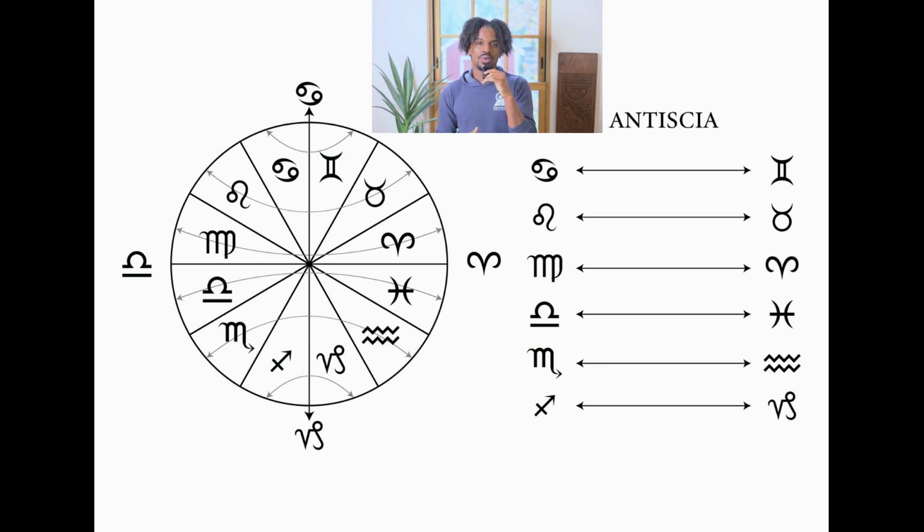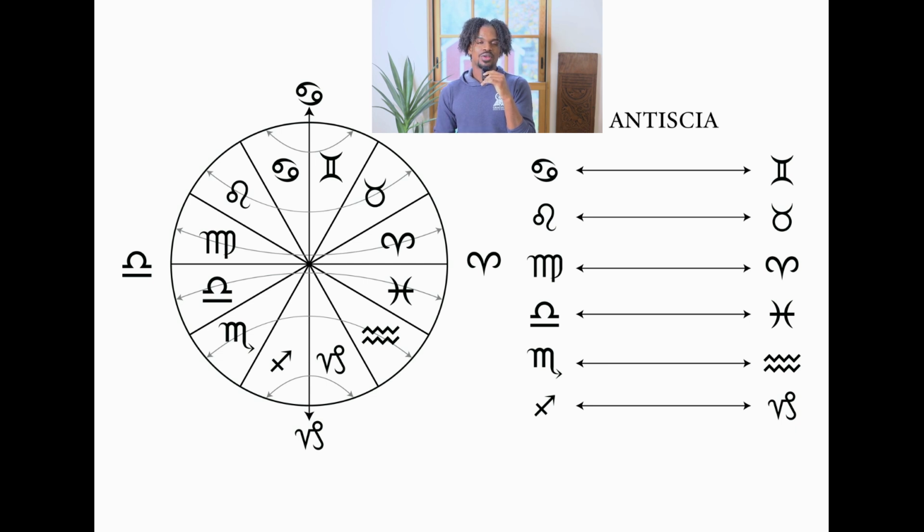We tend to view Antiscia as having the same value or strength as a conjunction, and we tend to view Contra-Antiscia as having the same value or strength as an opposition. Therefore, if you have two planets within your chart that are having a relationship by Antiscia, meaning one of those planets is occupying the antiscion of the other planet, then those two planets are thought to basically be in a conjunction relationship.